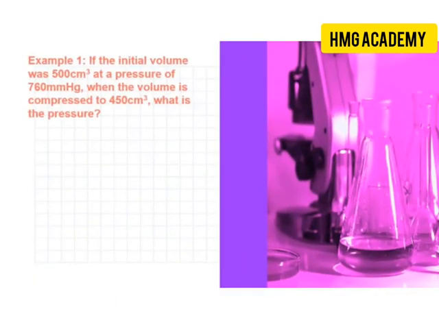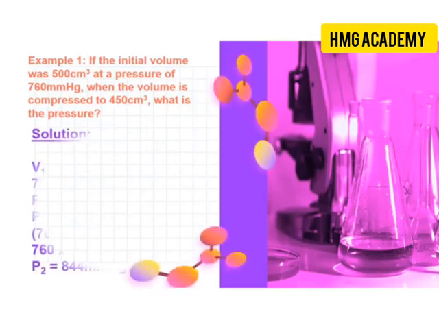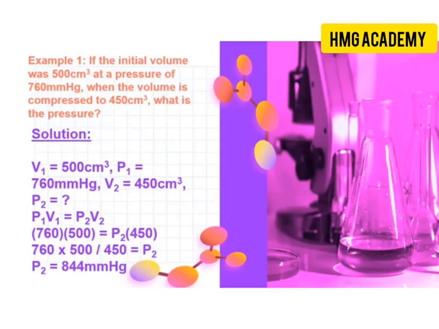So a quick example now. Example 1. If the initial volume was 500 cm cubed at a pressure of 760 mm mercury, when the volume is compressed to 450 cm cubed, what is the pressure? Now let's take the solution. The first volume is 500 cm cubed, while the pressure is 760 mm mercury. The new volume is 450 cm cubed, while the new pressure is unknown. That's what we are supposed to look for.